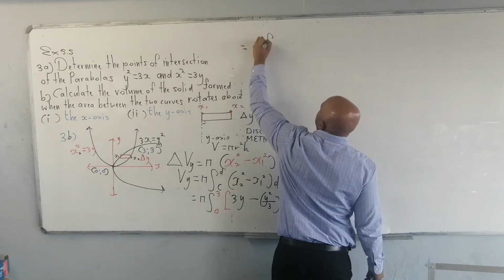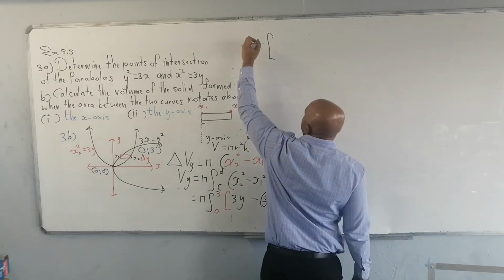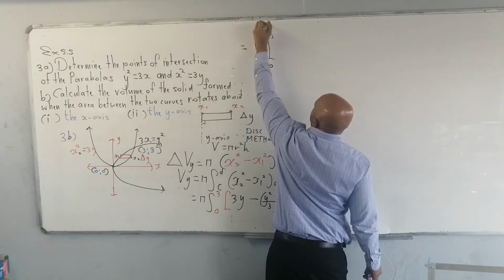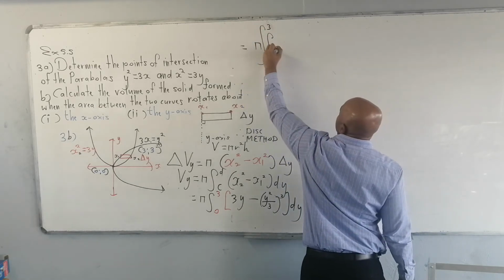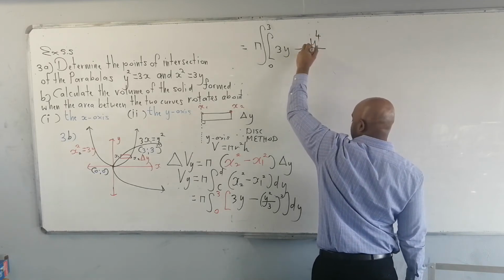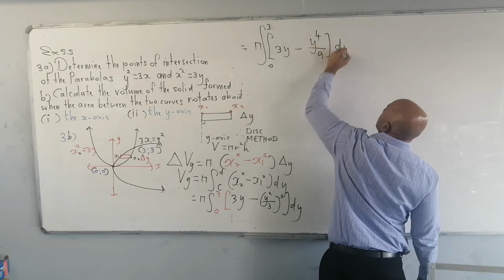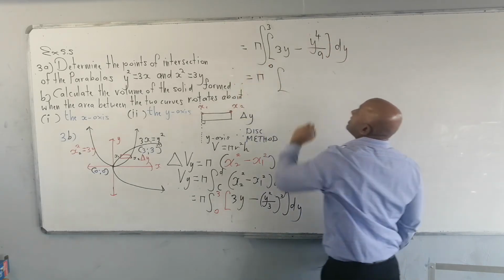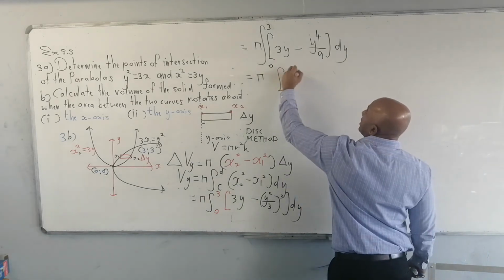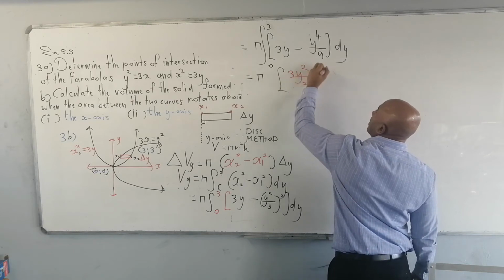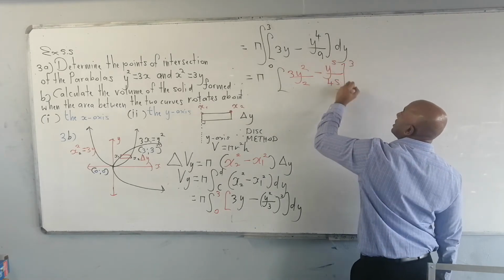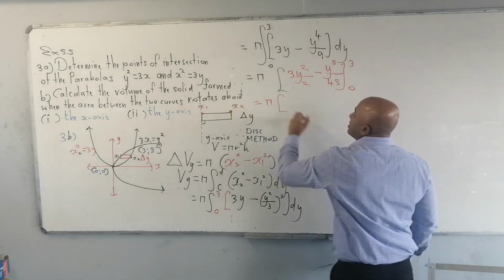That's going to be pi, integral from 0 to 3. So we did not integrate yet. So I got 3y minus y to the power 4 all over 3 squared, which is 9, dy. And now we can integrate with respect to y. That is going to be 3y squared over 2 minus y to the power 5, and 9 times 5 is 45. And substituting 3 and 0.